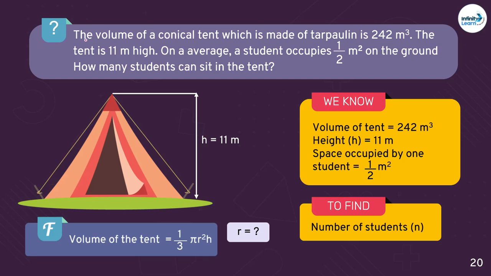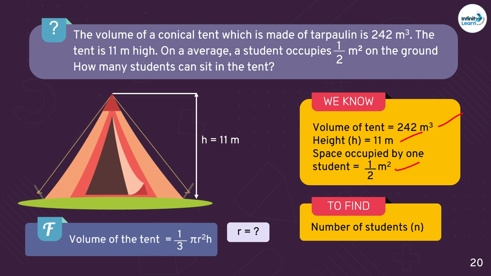Now, second important question. The volume of a conical tent which is made up of tarpaulin is 242 meter cube. Volume of the conical tent is given. See the unit. Area unit is centimeter square or meter square; volume is meter cube or centimeter cube. The tent is 11 meter high. Height is given 11 meter. Volume is given 242. Space occupied by one student is half of meter square. Find out the number of students that can be accommodated in the tent.